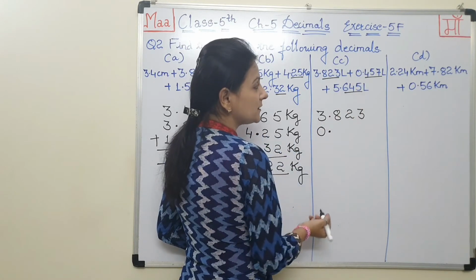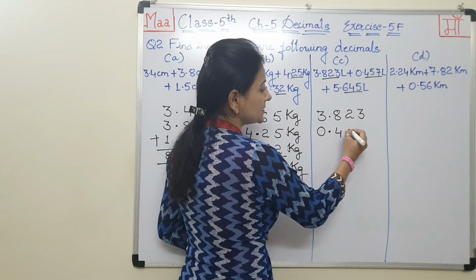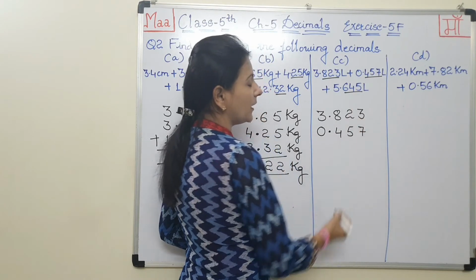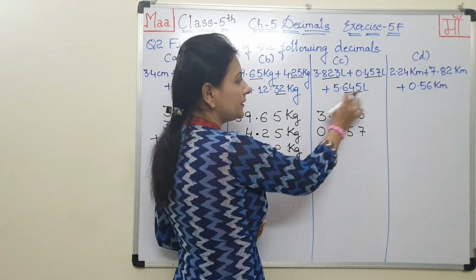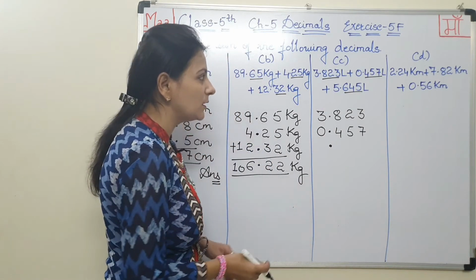Then after decimal the first digit is 4. So that will come under 8. Second digit is 5. That will come under 2. Third digit is 7. That will come under 3. Then the third decimal number, again decimal point. So we will put decimal under the decimal point.